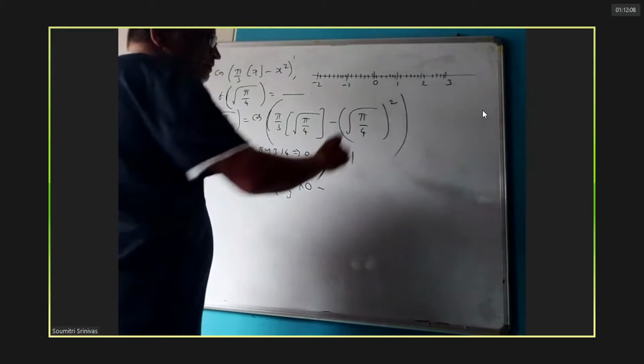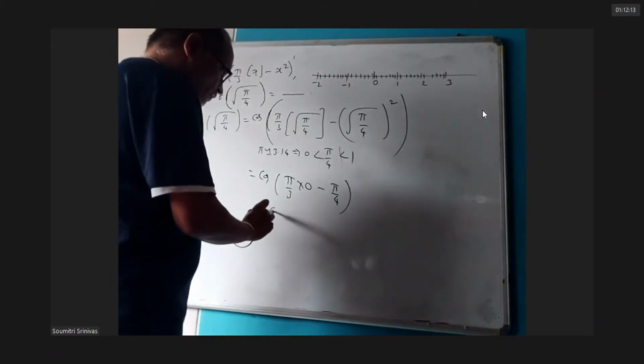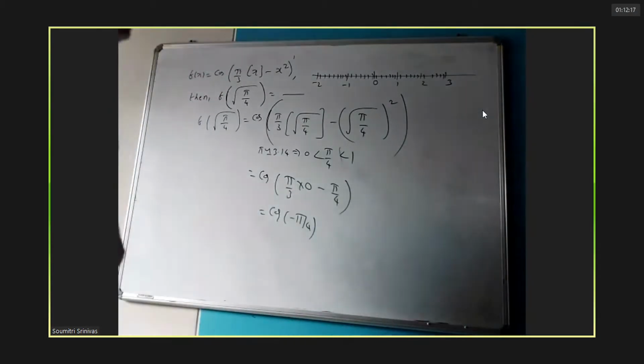What is root pi by 4 whole square? Pi by 4. Cos of minus pi by 4. Cos of minus theta is cos theta.